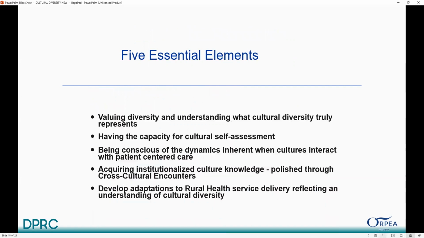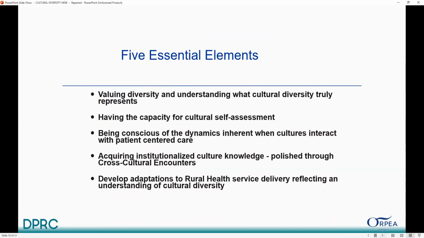Five essential elements. Valuing diversity and understanding what cultural diversity truly represents. Having the capacity for cultural self-assessment. Being conscious of the dynamics inherent when cultures interact with patient-centered care. Acquiring institutionalized cultural knowledge, polished through cross-cultural encounters. Develop adaptations to health services delivery, reflecting an understanding of cultural diversity.